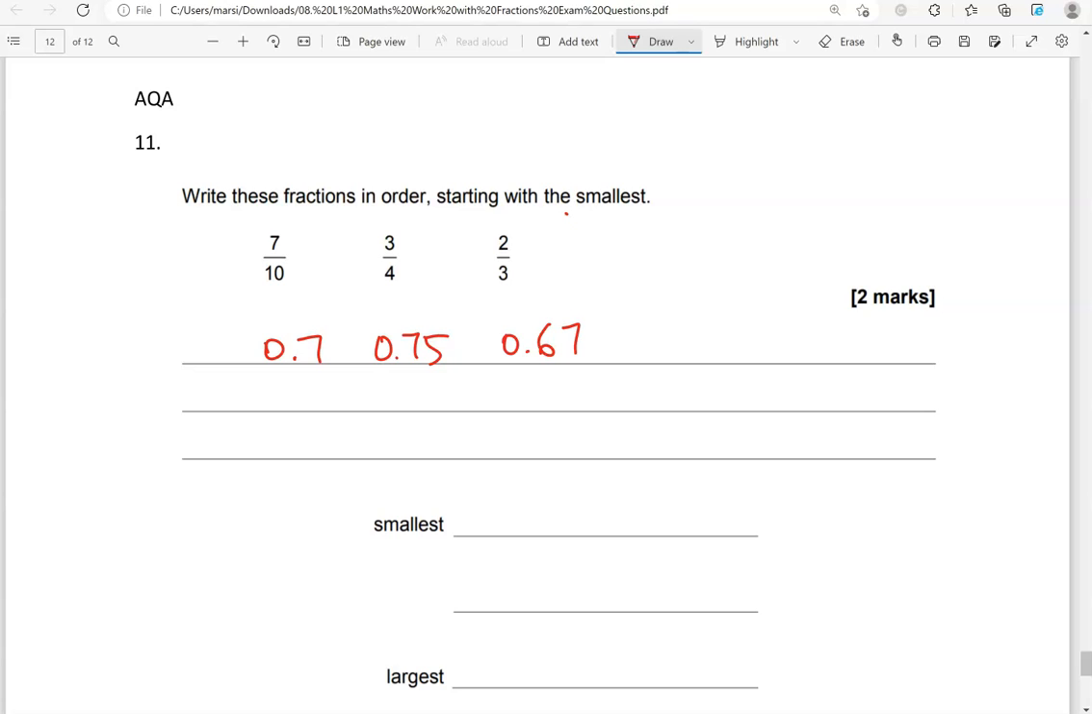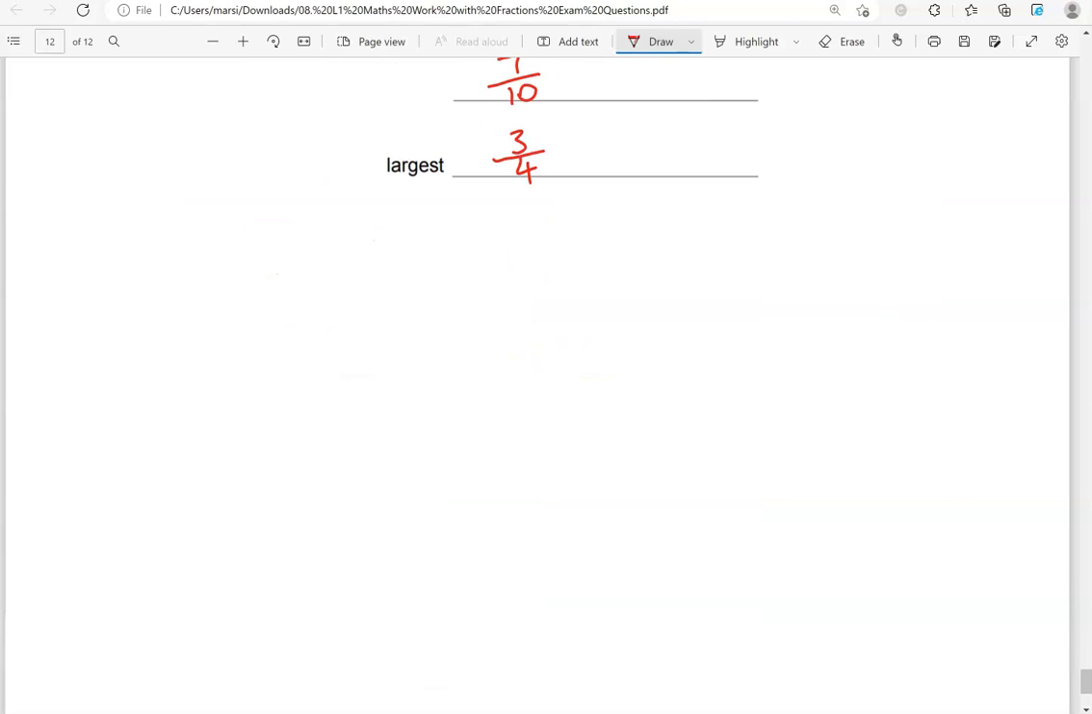So we'll start with the smallest. Comparing 0.7, 0.75, 0.67, the smallest is 0.67, that is 2/3, the fraction. And then we have 0.7, which is 7/10, and finally 3/4. And this is the end of the questions.